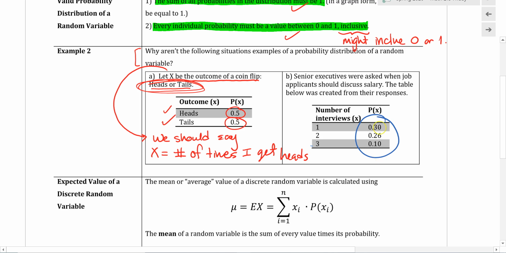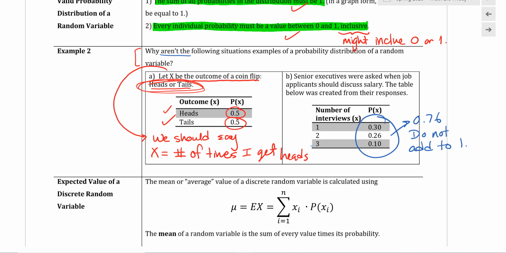If you add all these things up, what is that? That's 0.76. They do not add to 1. So this isn't a complete list, really. Again, those probabilities should be adding up to 1. So this is why these are not correct probability distribution functions.